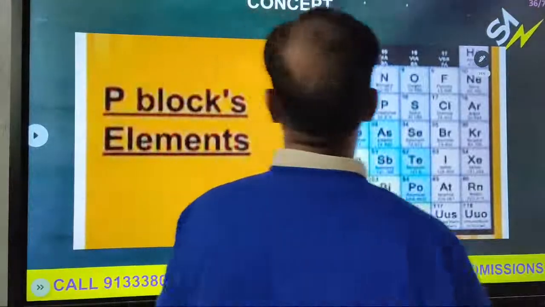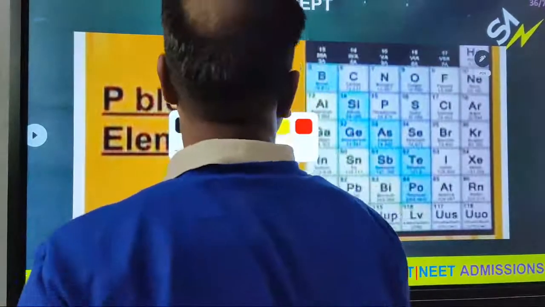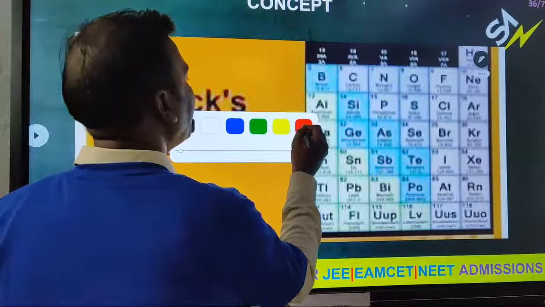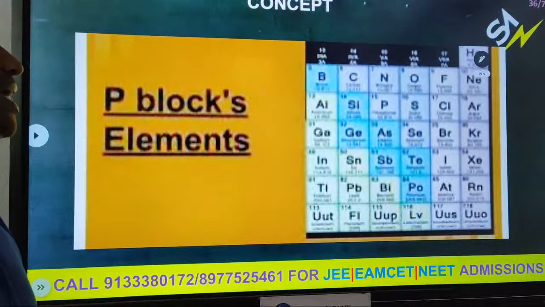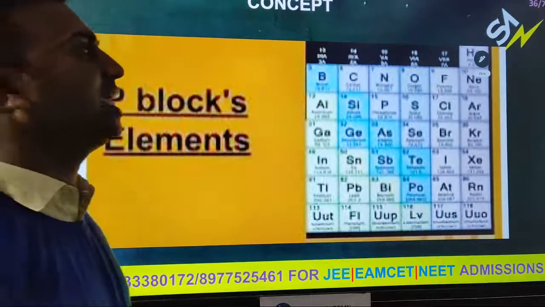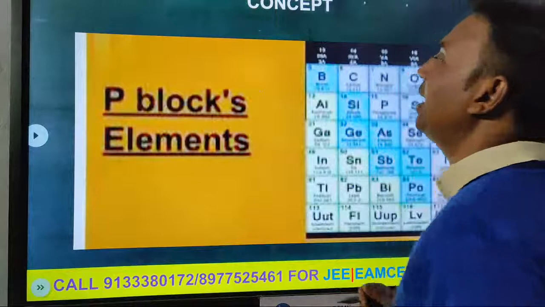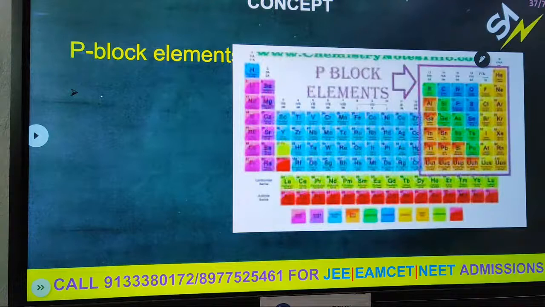So first concept. What is our concept here? P block elements. So what are P block elements? We know all the periodic table elements, total 118 elements. They are divided into blocks S, P, D, F depending on their electronic configuration. The differentiating electron, meaning the last electron, enters into the P subshell. Such block elements are called P block elements.